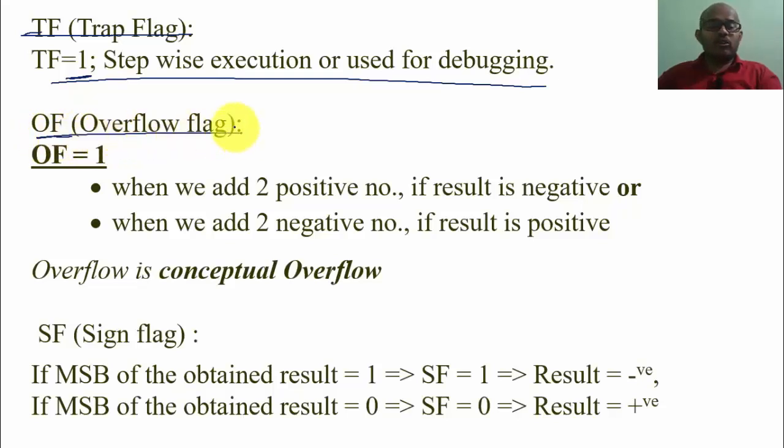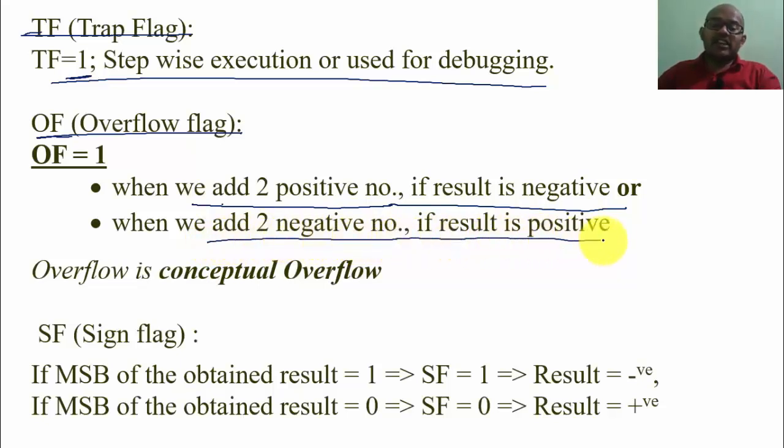Now if I am talking about overflow, overflow is a conceptual overflow. What do you mean by overflow? When will the overflow flag be set to 1? Whenever after arithmetic operations the data width or the register is not sufficient to hold the data, at that time the overflow flag will be set to 1. The possibilities are: whenever we add two positive numbers and the result is negative, then definitely the overflow flag will be set to 1. Or whenever you add two negative numbers, if the result is positive, then directly the overflow flag will be set to 1. Whenever you add a positive number with a negative number, the overflow flag will not be set. This is very, very important.